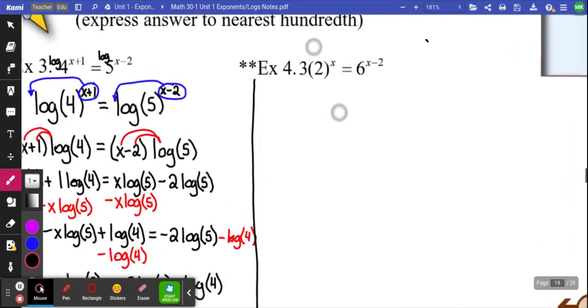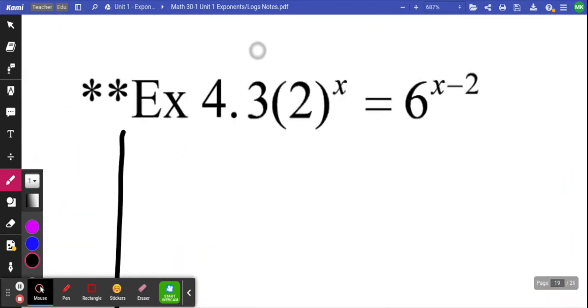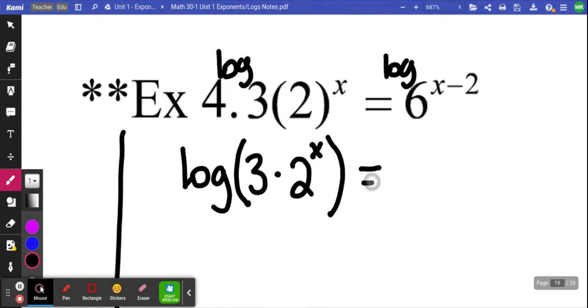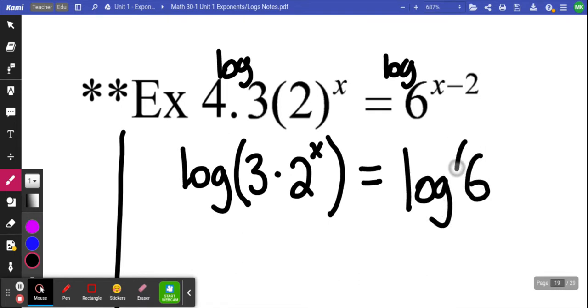So you would look at this equation and you would log both sides so that it looked like this. Log 3 times 2 to the power of x equals log 6 to the power of x minus 2. It's called logging both sides. It's kind of like our go-to when you have x's on both sides.